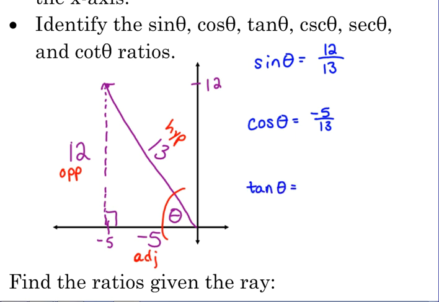Tangent is the opposite over the adjacent, 12 over negative 5, but we don't like to leave negatives in the denominator, so we're just going to slide the negative sign either directly in front of the fraction, or you can put it in the numerator with the 12.